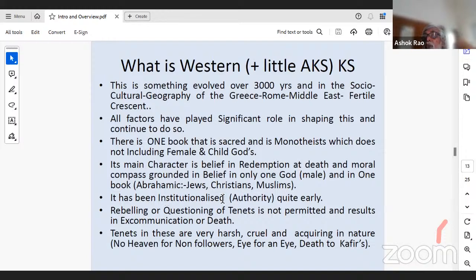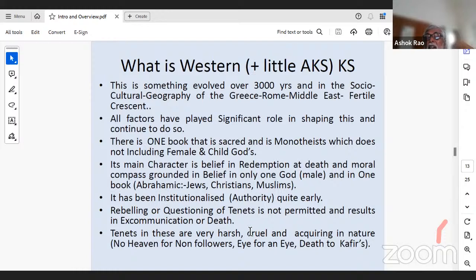It has been institutionalized very early. Therefore, they have a very strong authority. For example, the Vatican or the Mecca, whatever it is. Rebelling or questioning of tenets is not permitted and results in excommunication or death. So either you are sent out of the community or you are killed also.